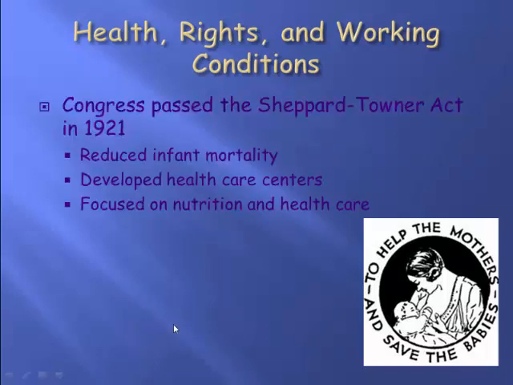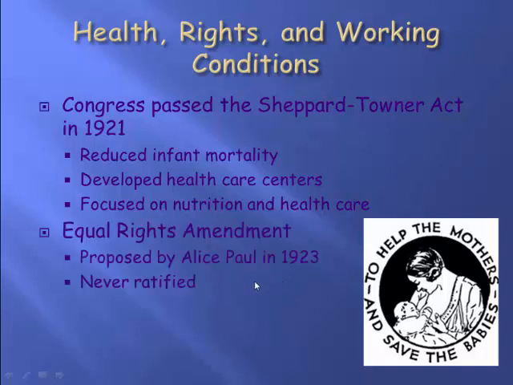Well, Congress passed the Shepard-Towner Act. Not a big deal in terms of, I haven't seen it on an exam, but it's nice to know, right? It reduced infant mortality. So a lot of our children who were being born ended up living and moving on with their lives, right? We developed healthcare centers and we focused on nutrition and healthcare for women in our country because they were our child bearers, and we wanted to make sure that they can continue their livelihood in a healthy way.